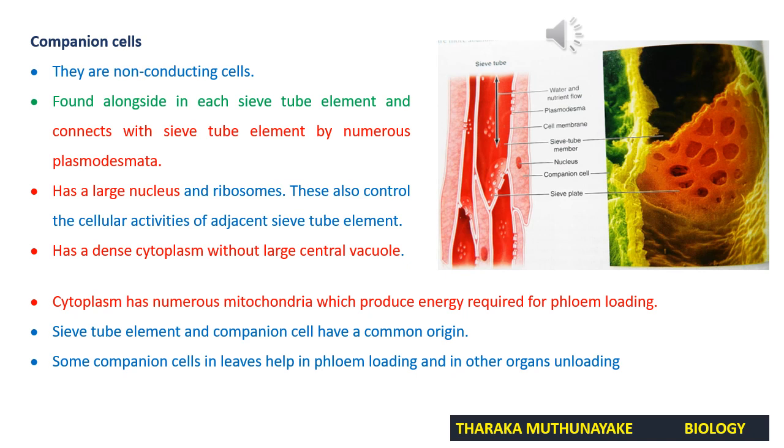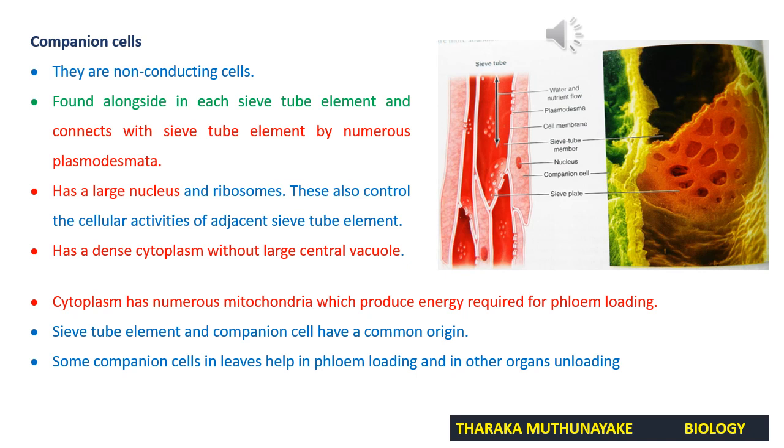Here it says companion cells are found alongside each sieve tube element and connect with the sieve tube element by numerous plasmodesmata. We mentioned it earlier as well. You can observe it in this diagram too. Here you can observe there are numerous plasmodesmata in the common wall between sieve tube element and the companion cell.